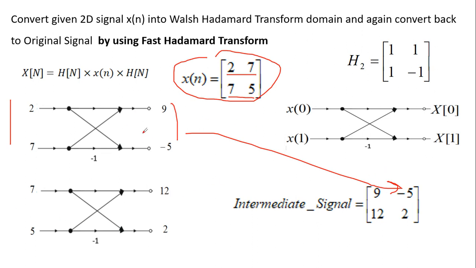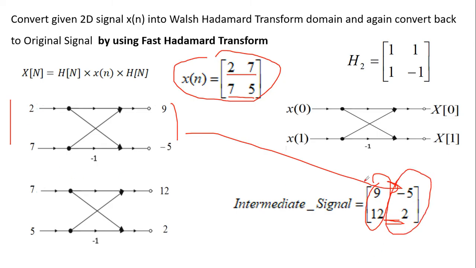Then the next signal is 7, 5. We are taking 7, 5, 7 plus 5 is 12 and 7 minus 5 is 2, so we are storing it. So this is our intermediate signal. But now first we applied the row wise, now we will apply the column wise. So we will take this signal and the result is again stored row wise, but initially as an input our signal should be in column wise format.